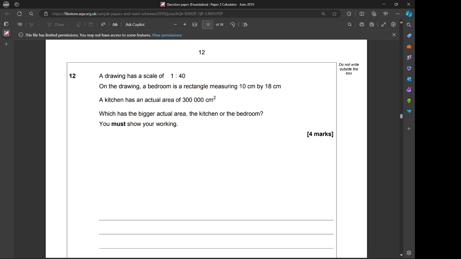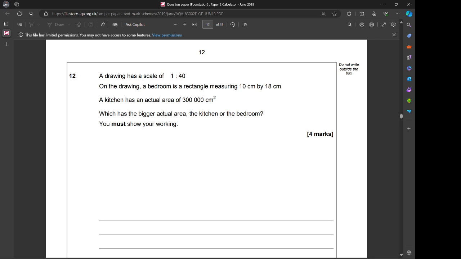Does that make sense, guys? So first of all, we did 10 times 18 to work out the area of the rectangle for the drawing. That gave us the area of the drawing. Now, to go from length scale factor to area scale factor, I'm going to square this ratio. So I have 1 squared to 40 squared. So I'm going to have 1 to 40 squared, which is 1,600.